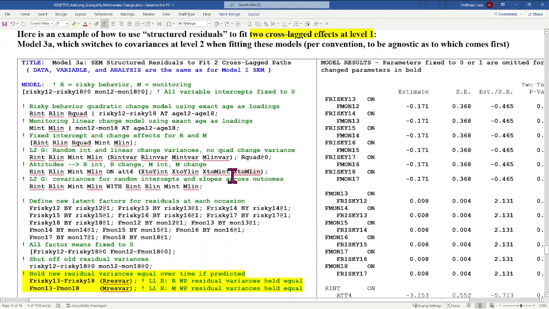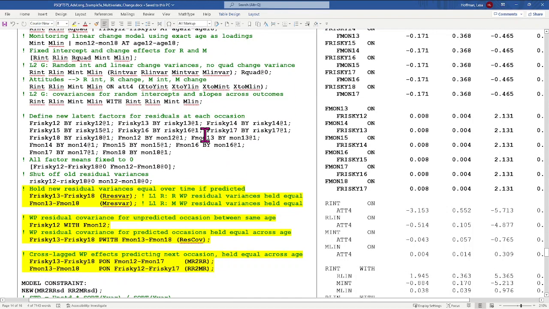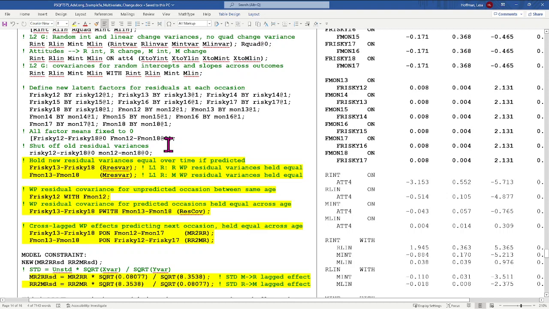By popular demand, here's an example of a latent growth model with structured residuals to do a cross-lag panel type of thing among the within parts. So in this case, I had to change a few things. I'm back to using structured residuals so that my between level information comes out of the level 2 model instead of contextual. I am shutting off all the old residual variances, and I am only holding the residual variances of the new latent variables equal from 13 to 18.